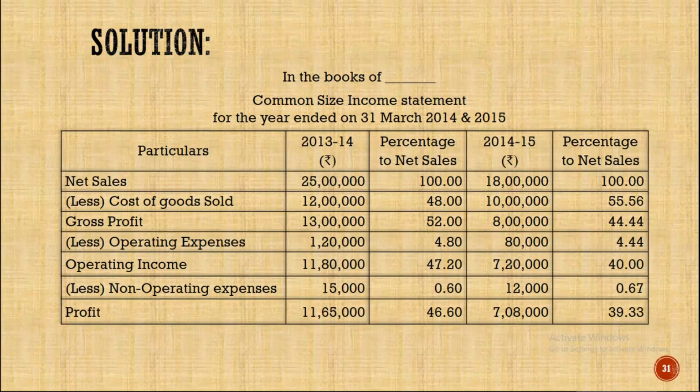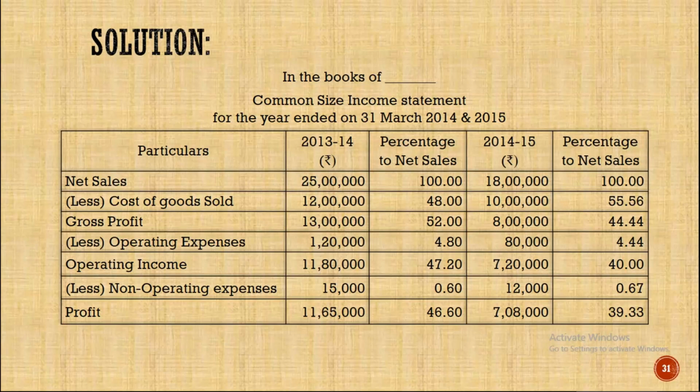That means we have calculated all the percentage figures by taking net sales as a common base. We have made that clear on the top only. So, percentage to net sales, and net sales becomes 100. First, see the third column, the one concerned with the year 2014. So 25 lakh is equal to 100. Now 25 lakh has become the base for the next calculation.